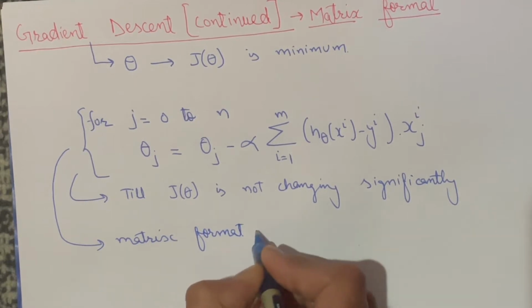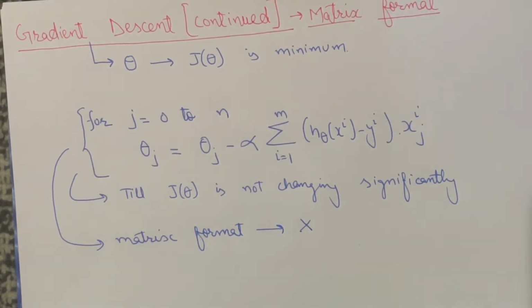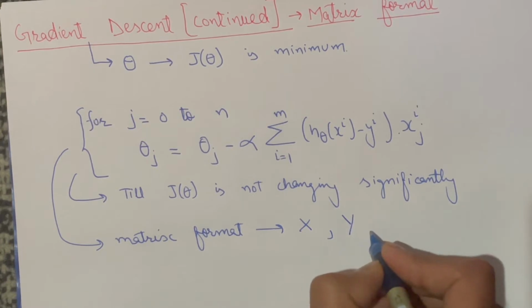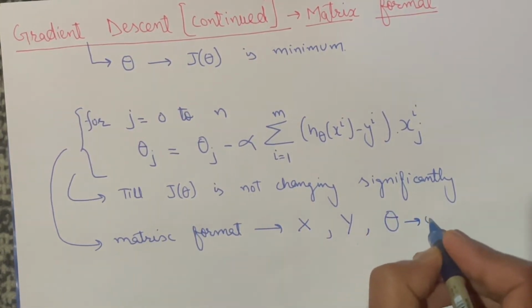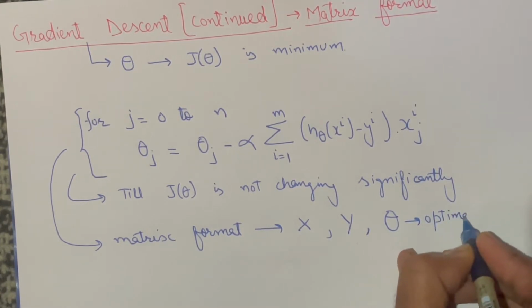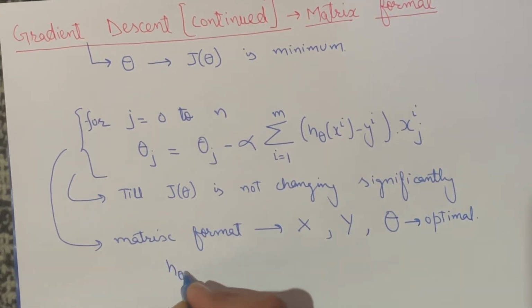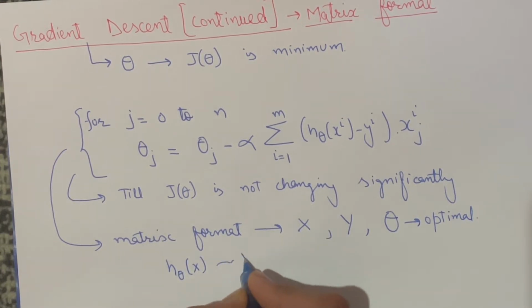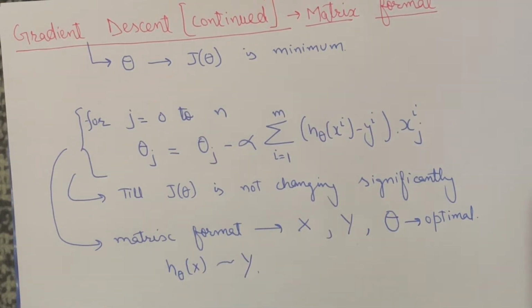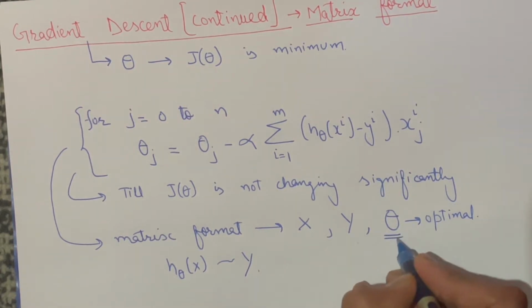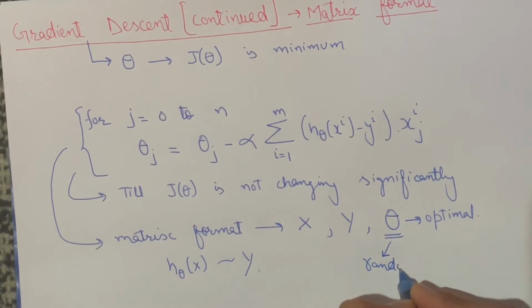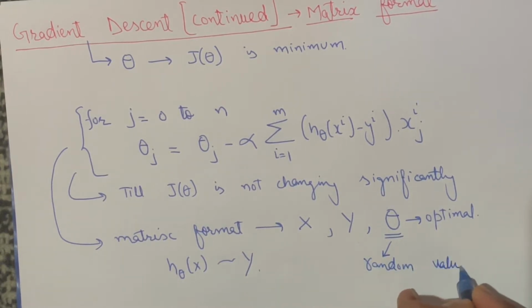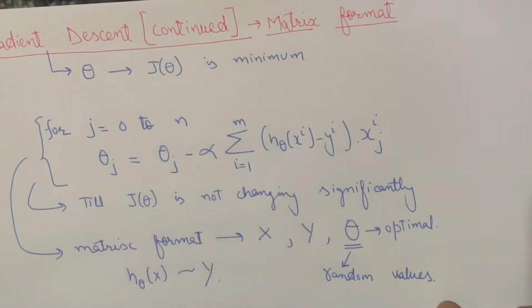because we already know that we have X as our input matrix, Y as our output matrix, and we have to find theta, the optimal theta such that our hypothesis function becomes same as our output. Okay, and initially we will give some initial random values to thetas. Okay, now let me see how we can write it in matrix format.